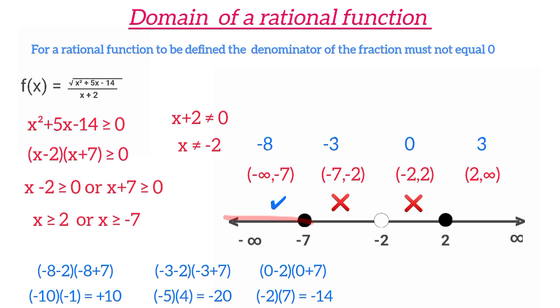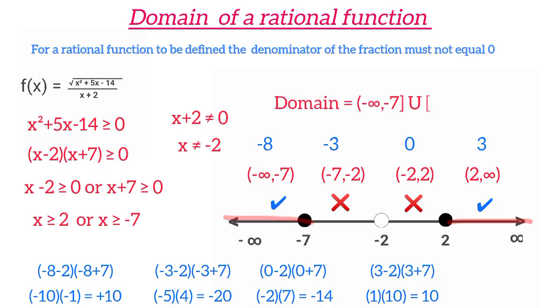Substituting 3, we have plus 1 times plus 10, and this gives us plus 10. Since we have a positive number here, then this interval is part of the domain. So the intervals that are part of the domain are negative infinity to negative 7 and 2 to positive infinity. In interval notation, we write this as everything from negative infinity to negative 7, including negative 7, union everything from 2, including 2, to positive infinity.